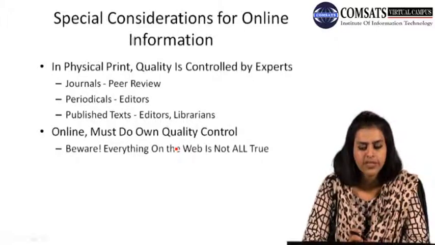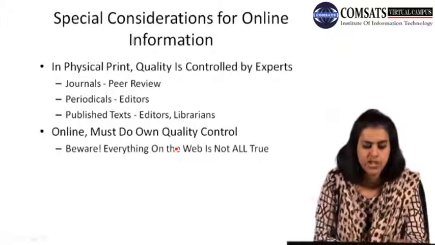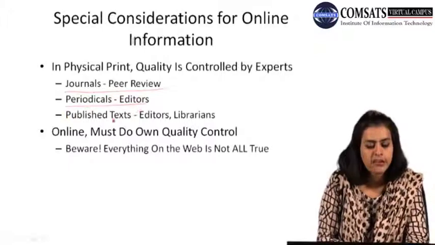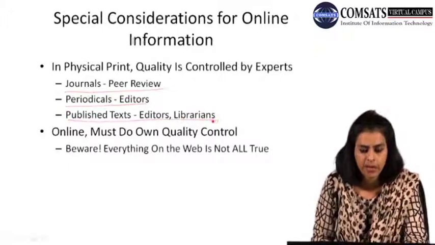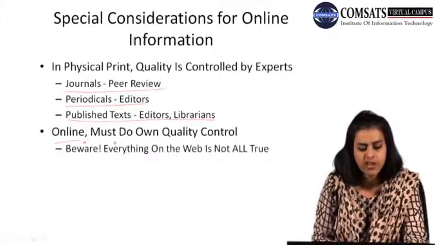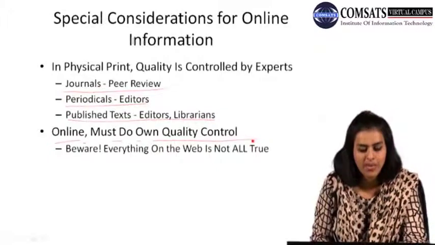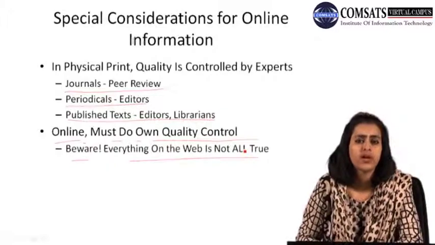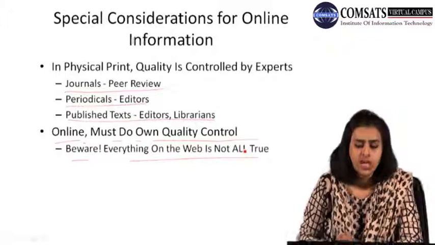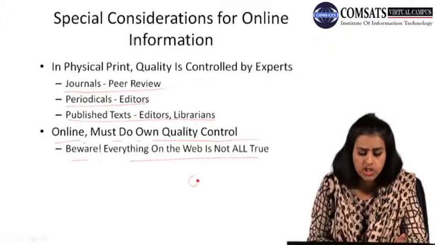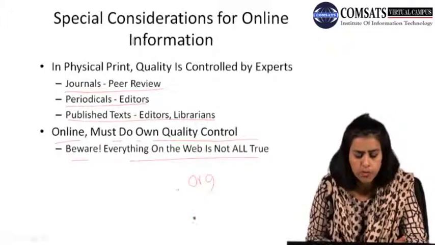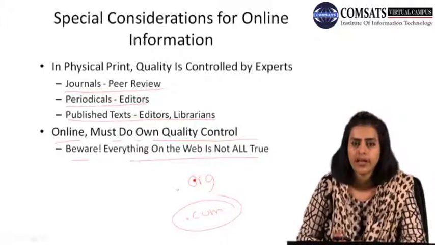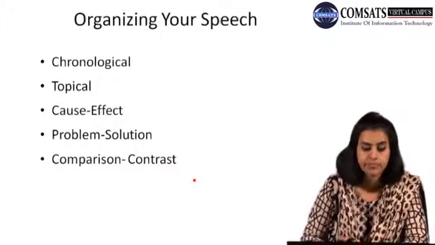There are some considerations for online information. In physical print, quality is controlled by the experts. Like journals, we have got peer reviews. In periodicals, we have got editors. And in published text, we have got editors and librarians. Online, you must do your own quality control. Beware that everything on the web is not reliable, so make sure that whatever you are downloading from the internet, you download from .org links. Do not always rely on the .com URLs, because they can be reliable, and they can also be unreliable.